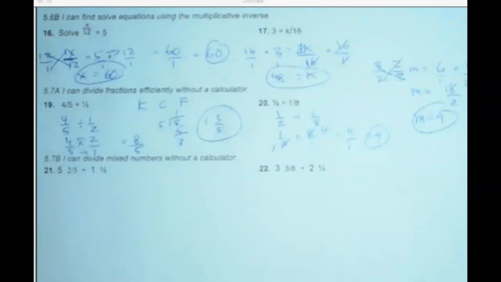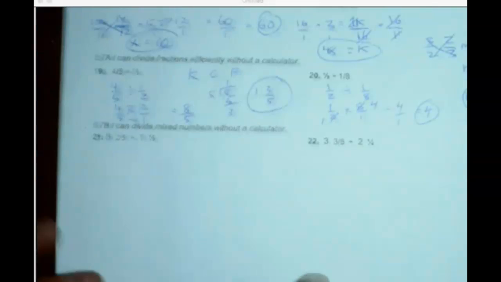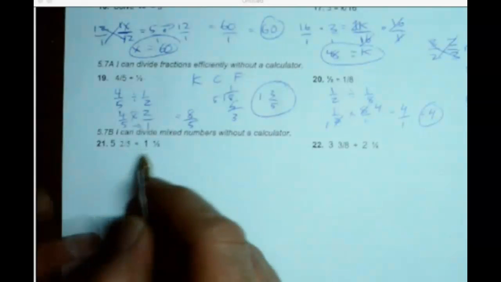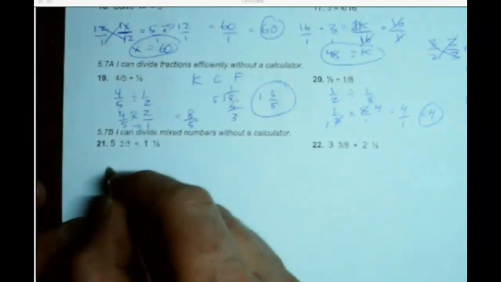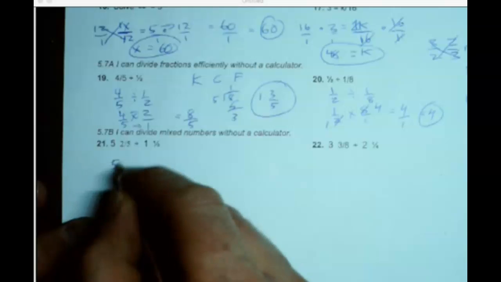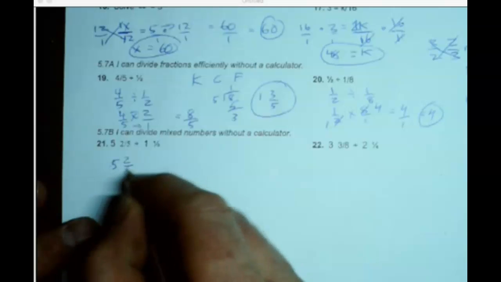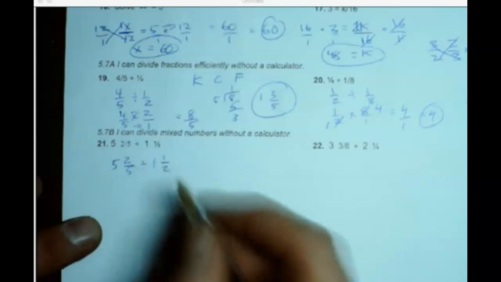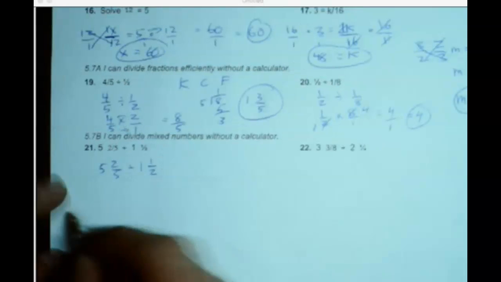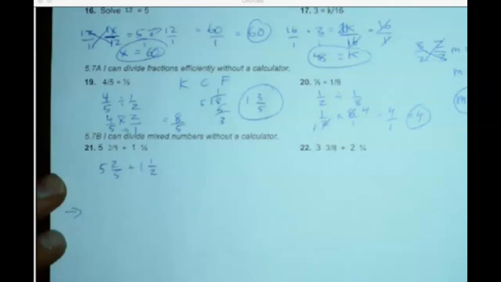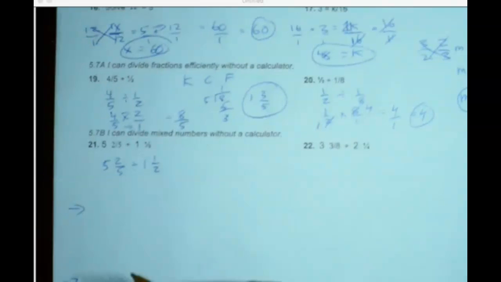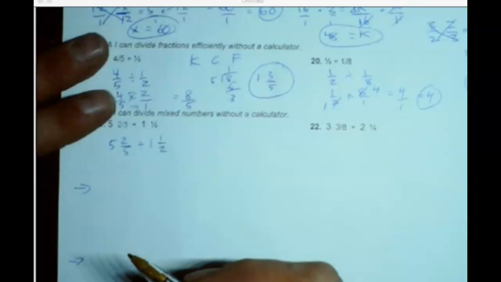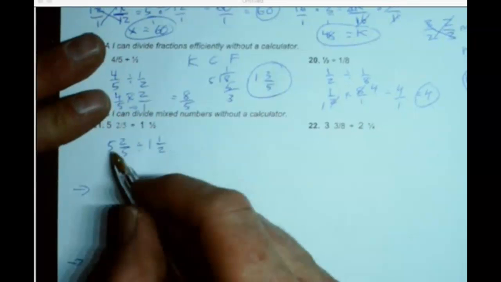And we're down to 2 problems left. 5 and 2/5 divided by 1 and 1/2. So I have to write these down nice and neat. 5 and 2/5 divided by 1 and 1/2. All right, first of all, these, because they're mixed numbers, are going to take 2 different steps. So I'm going to put 2 arrows down so I don't forget to do the second step. First of all, I got to change them into improper fractions.